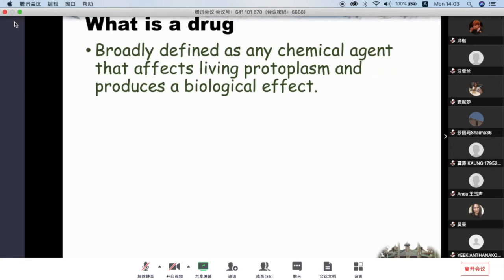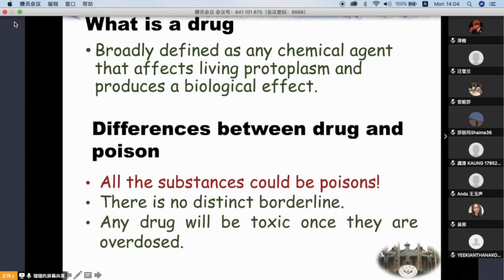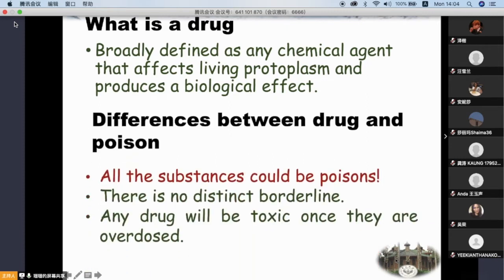So pharmacology is the first subject where you get in touch with drugs. What is a drug? First of all, you have to know the definition of drugs in pharmacology. A drug is broadly defined as any chemical agent that affects living protoplasm and produces a biological effect. And what's the difference between drug and poison? Actually, all substances could be poisons. That means any drug could be a poison. There is no distinct borderline between drug and poison.